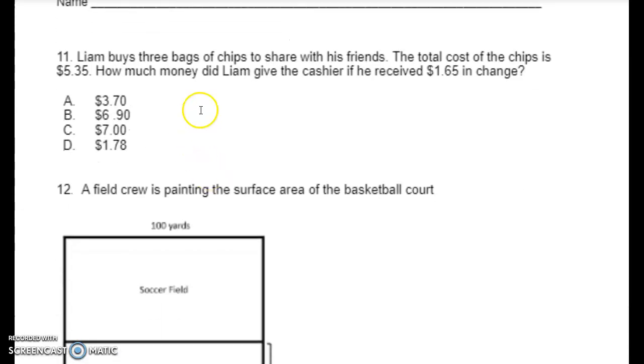Number 11. Liam buys 3 bags of chips to share with his friends. The total cost of the chips is $5.35. How much money did Liam give the cashier if he received $1.65 in change? Did he give the cashier A, $3.70, B, $6.90, C, $7, D, $1.78.